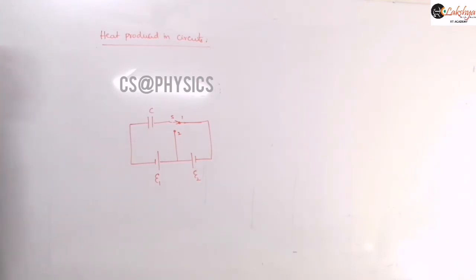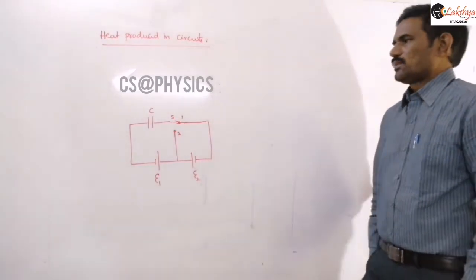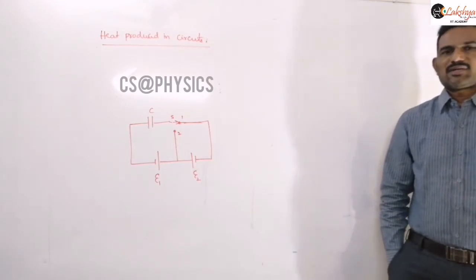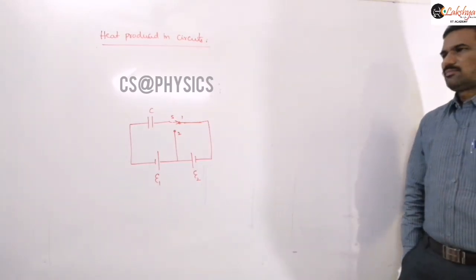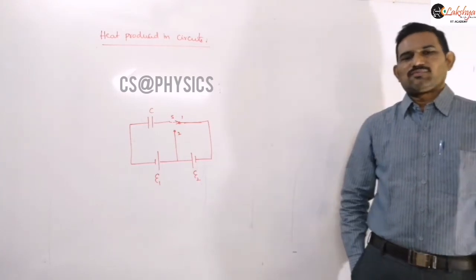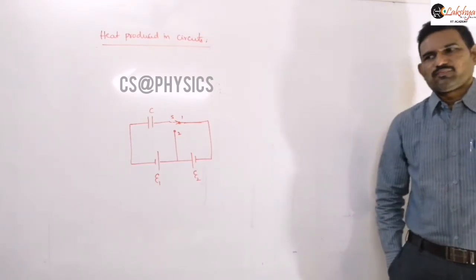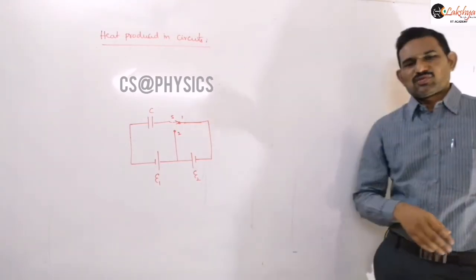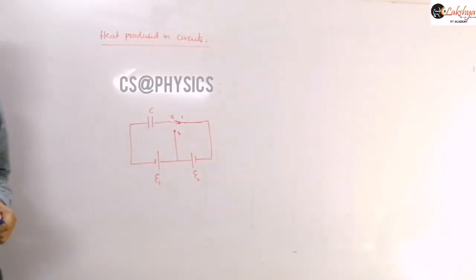In the circuit shown in figure, the switch is connected to the position 1. The switch is kept connected to the position 1 for a long time. Then it is shifted from position 1 to position 2. Then find the amount of heat produced in the circuit.